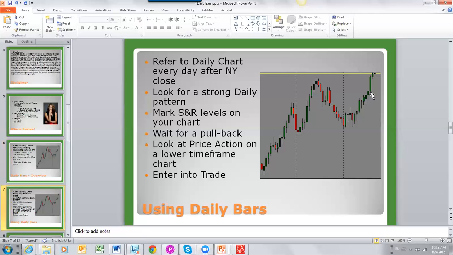So for example, let's look at this candle here. This is a very strong up candle. Now, for the following day, based on this, I would expect the direction to be upside.